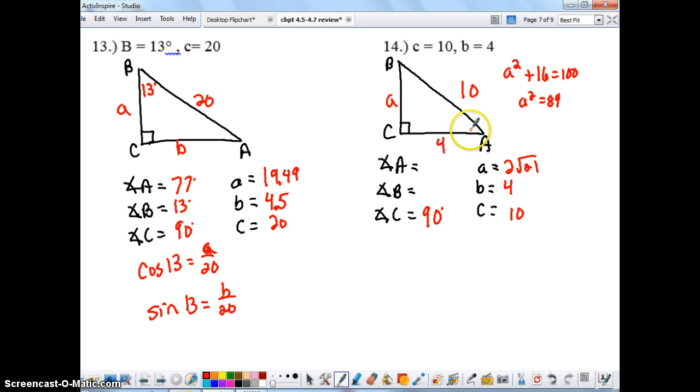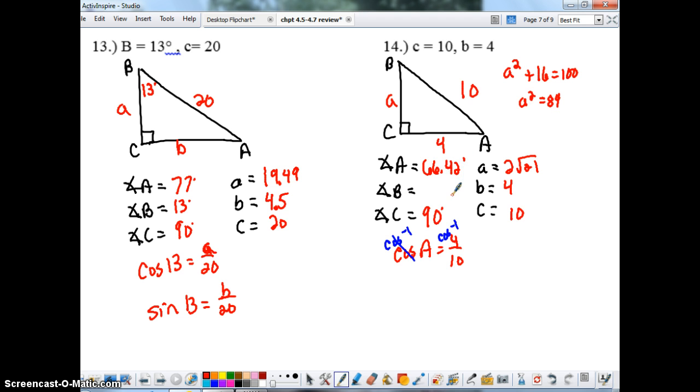To solve for angle A, I'm going to use the 4 and the 10. That's going to be cosine of A is equal to 4 over 10. Just like last time, I'm going to use the inverse. This is cosine negative 1 this time on both sides. After you do cosine negative 1 of 4 over 10 on the calculator, angle A is 66.42 degrees. Subtract that from 90 and you get 23.58 degrees.